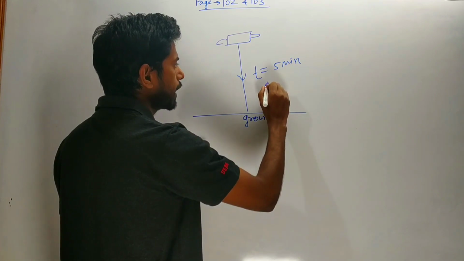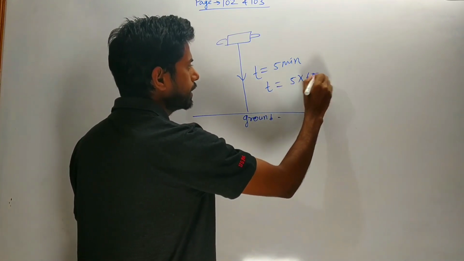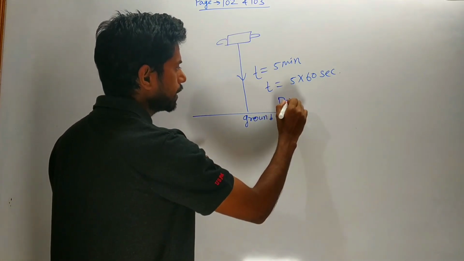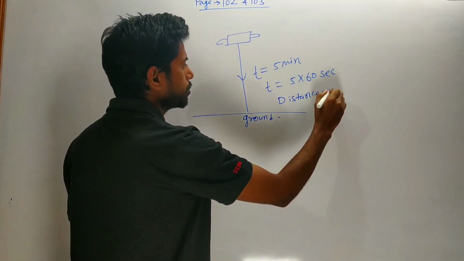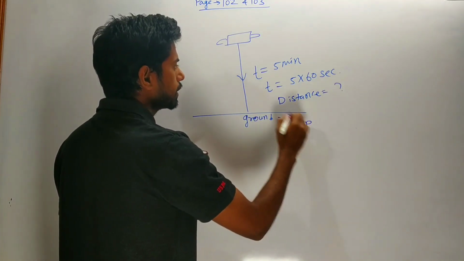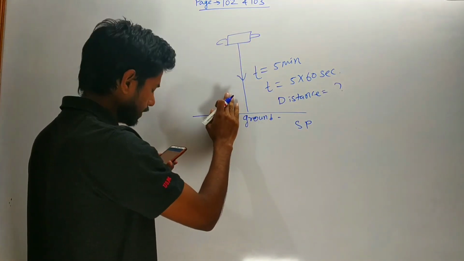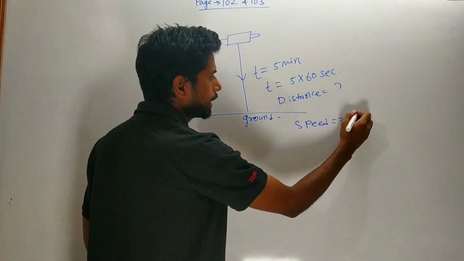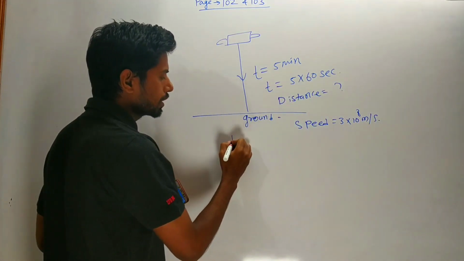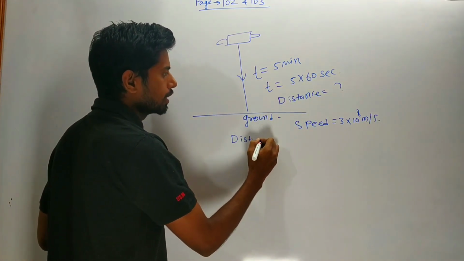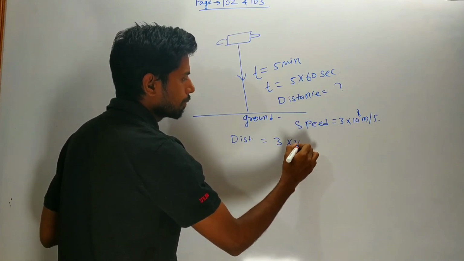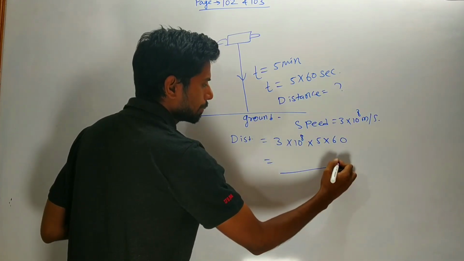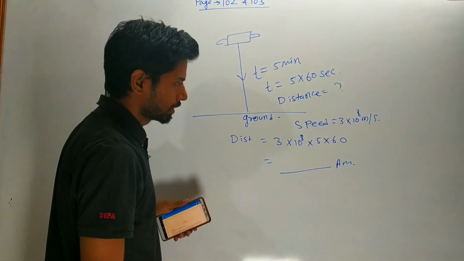So you can convert directly into seconds: 5 into 60 seconds. So time is given. What was the distance? You have to find the distance. So distance is equal to speed into time, and speed is given. The wave which is coming is an electromagnetic wave having a speed of how much? Speed is given, 3 into 10 to the power 8 meter per second. So very simple, you have to just multiply. Distance is equal to speed into time, that is 3 into 10 to the power 8 into time, 5 into 60. So answer is how much? You just multiply and comment me the answer.